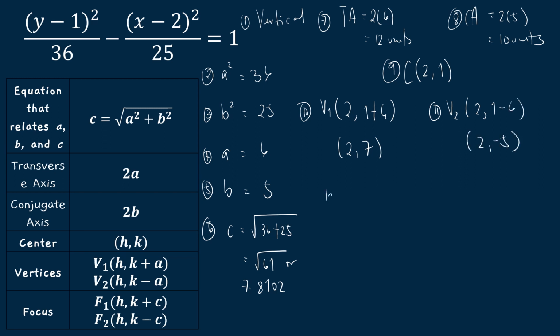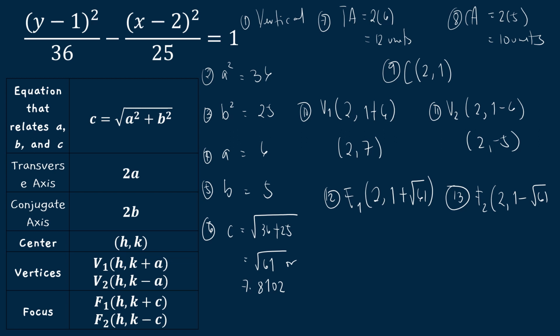For number 12 and number 13, we have foci 1, again, plus C, but this time with our k, again, plus square root of 61. So this can be your final answer. And for F2, which is 2, 1 minus square root of 61. You can write your answer in the radical format, or you can simplify or convert your answer in decimal format.